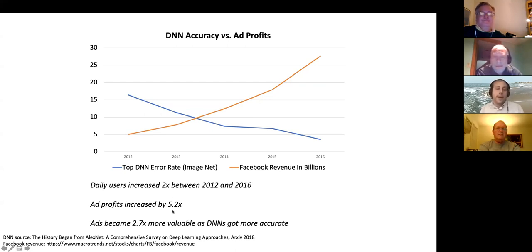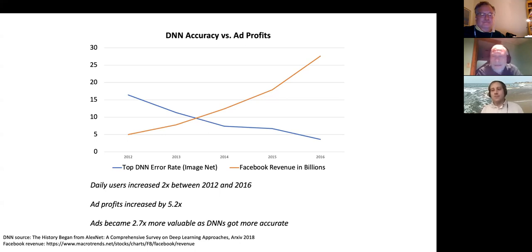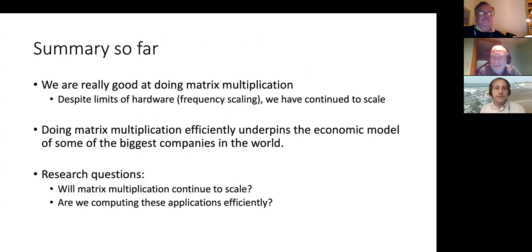The ad profits increase by 5.2x over 16 years. The users of Facebook only increased by 2x over this period. So somehow between 2012 and 2016, Facebook was able to convince people that their ads were 2.7x more valuable. And this really corresponds to our ability to train DNNs more and more efficiently. So you can see that the ability to do matrix multiplication efficiently is basically underpinning the economic model of a lot of these big companies.